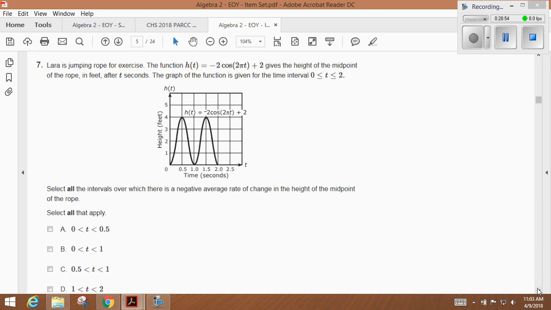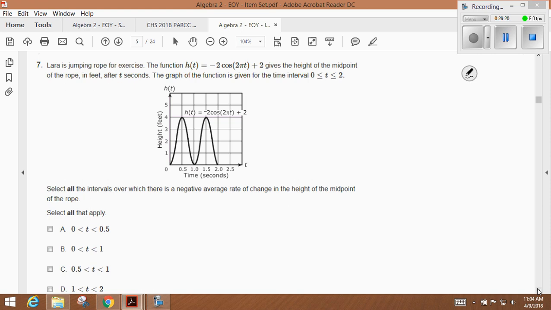Number 7. Laura's jumping rope for exercise. What good exercise that is, guys? The height of a rope. Okay, this problem looks really complicated. It looks like you need to know trig. You really don't. Let's read the question.